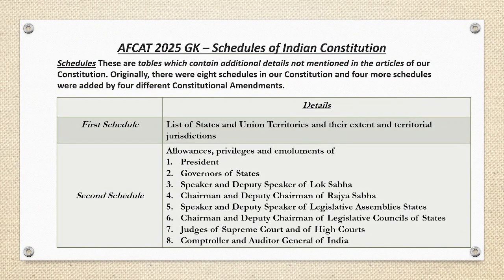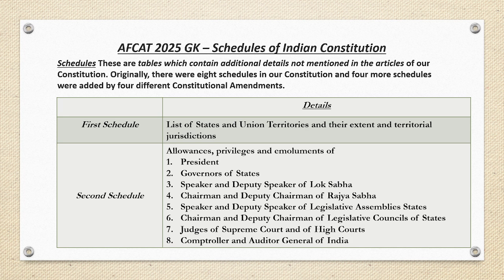Now, schedules of Indian Constitution, these are tables which contain some additional details which are not mentioned in the respective articles. Right. There are total 12 schedules in our Indian Constitution, and the first one contains list of states and union territories and their extent and territorial jurisdiction.